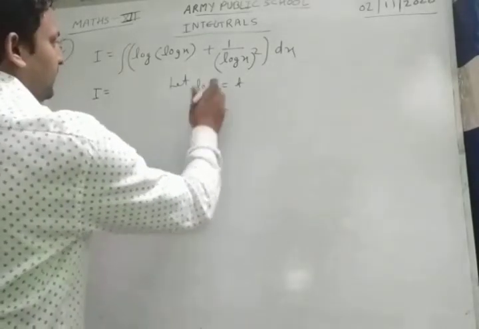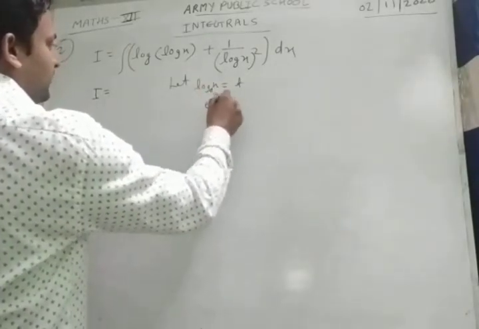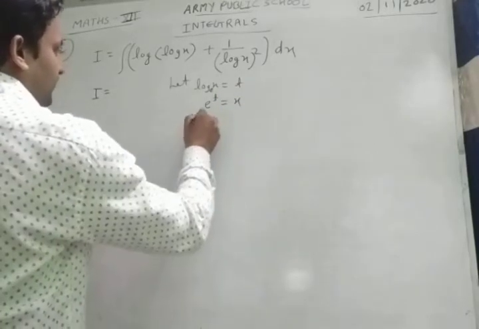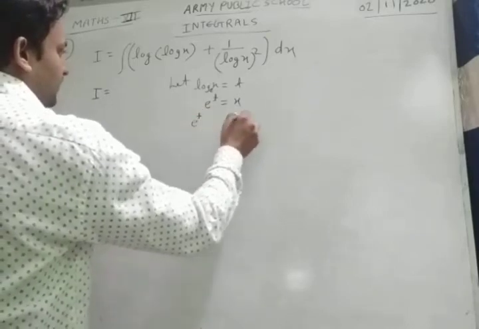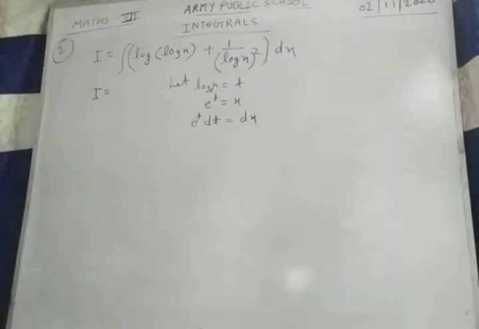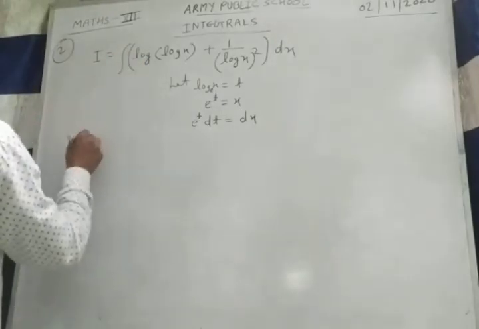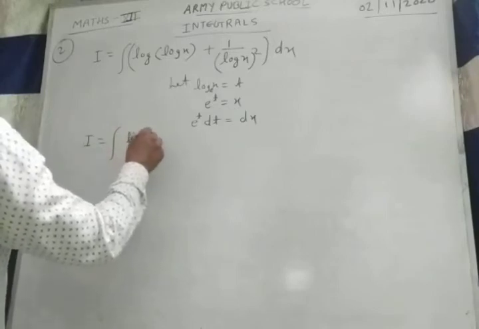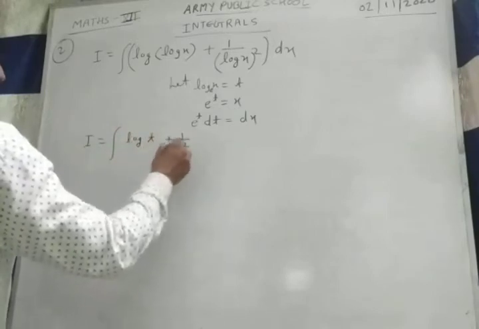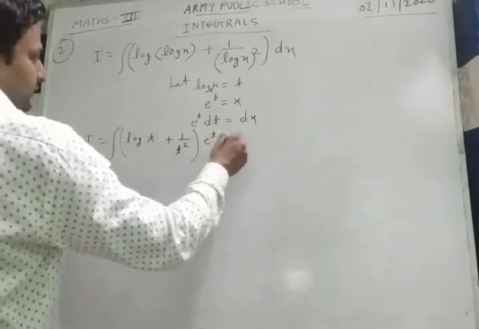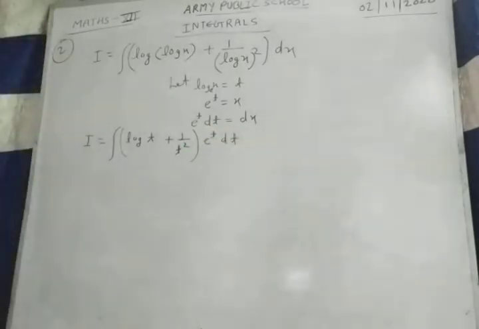Either we can write this as e to the power t is equal to x. So differentiation of this will be what? e to the power t is equal to dx by dt. Okay, so we will change this here. I is equal to the integral of log t plus 1 by t square, and dx is what? e to the power t dt. We can change this in the form of this.